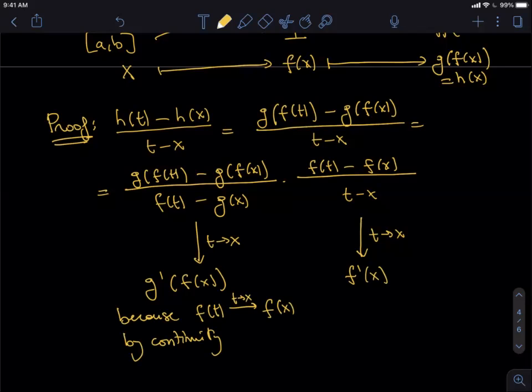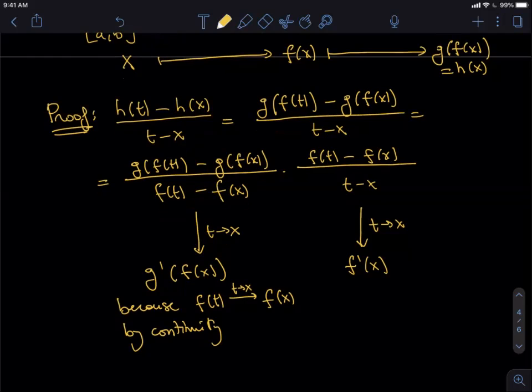So then what we have here is f of t minus f of x. Okay, these two is what we have downstairs. Actually, I wrote g here, but it was f. Now it's good. Okay, so it's the same format as the definition of derivative. And here we have the product of g prime at f of x times f prime of x. And this finishes the proof of the chain rule.